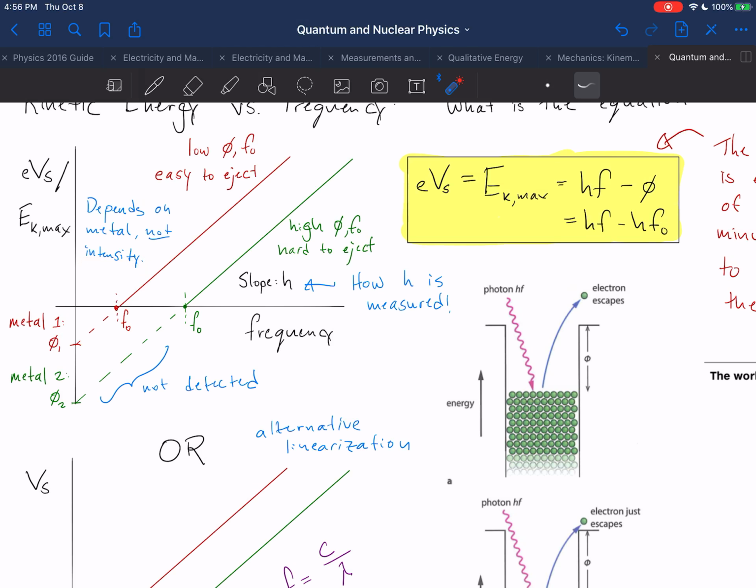Notice that this line is completely independent of intensity. If you increase or decrease the intensity, it does not affect this line, because the intensity simply increases the number of photons rather than the energy of each photon.